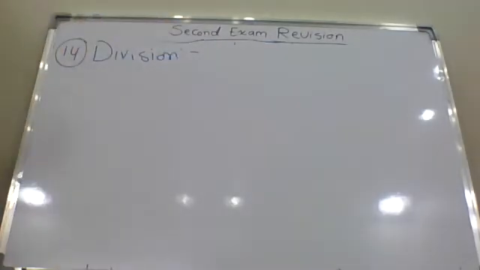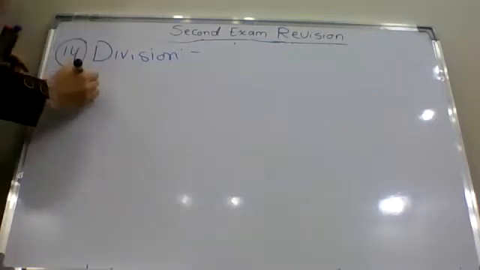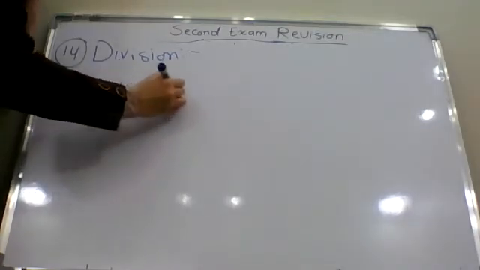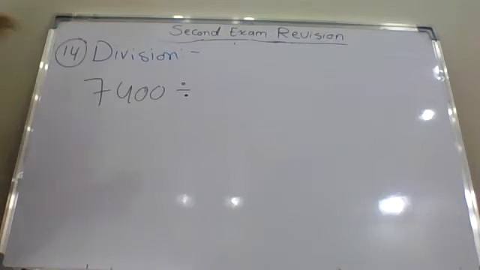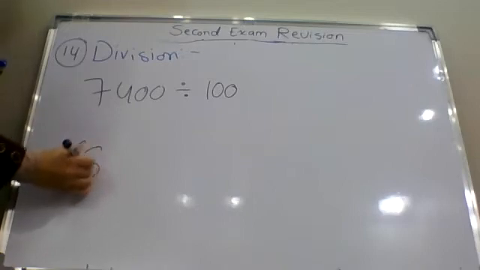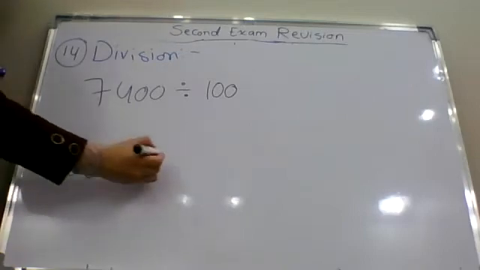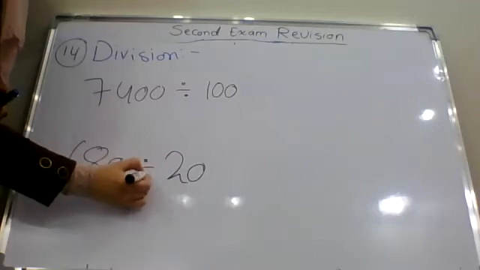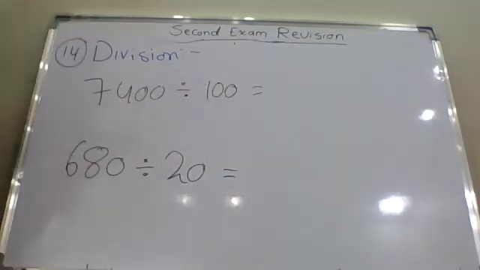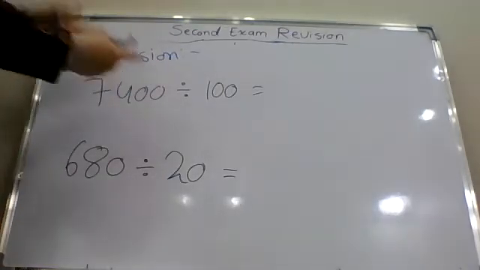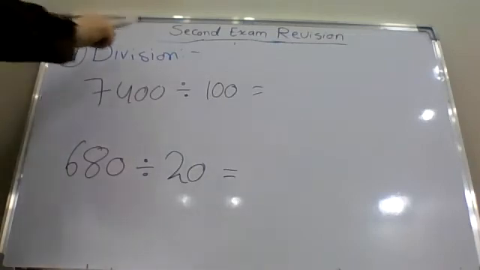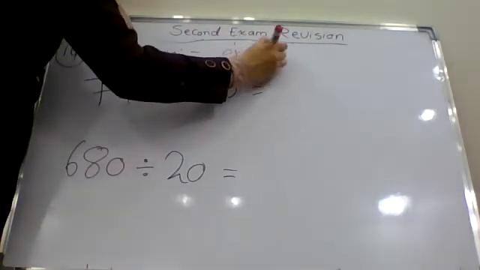The first thing that we need to know is when we divide on multiples of 100 or multiples of 10, okay, I will write the examples. Dividing on numbers with zeros, which is 7,400. If you divide them on 100, what will happen? And I have 680 divided by 20, okay, equals this number. Okay, in case we have zeros in the questions, you have to erase. Okay, in division, we erase zeros.